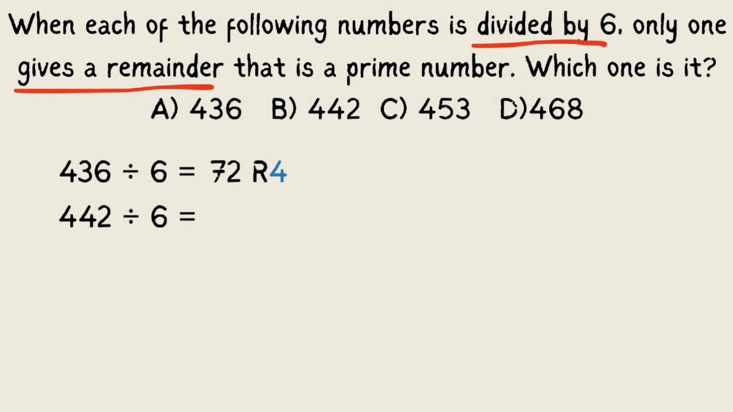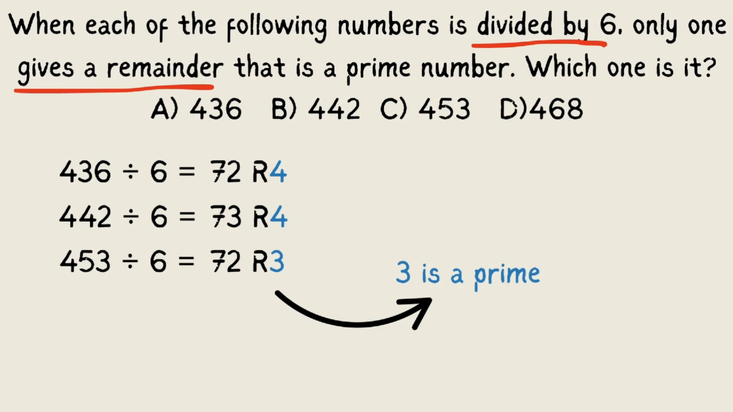B is 442. 442 divided by 6 is 73 with a remainder of 4. And again, 4 is not prime. So let's go to the next choice. For C, 453. 453 divided by 6 is 72 with a remainder of 3. And 3 is a prime number because it is only divisible by 1 and itself, which is 3. So our answer choice is 453.